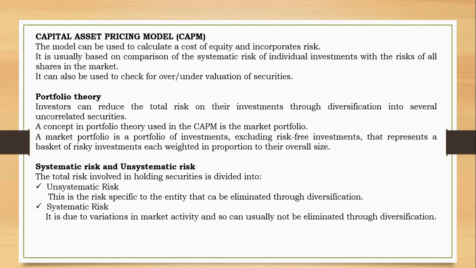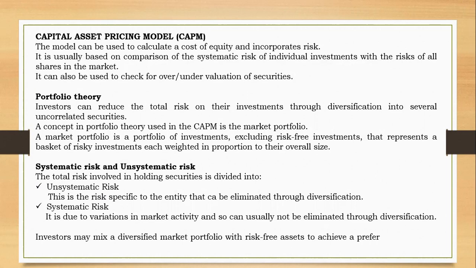Actually, when dealing with the capital asset pricing model assumptions, we usually presume that investors hold well-diversified portfolios. By holding well-diversified portfolios, we mean that unsystematic risk is totally eliminated and we will remain with only systematic risk. So, investors may mix a diversified market portfolio with risk-free assets to achieve a preferred mix of risk and return. And this is what is used in the capital asset pricing model. The capital asset pricing model makes a combination of both risky and risk-free investments. And now we can proceed here on the capital asset pricing model.